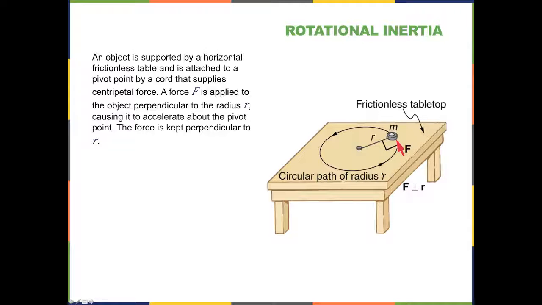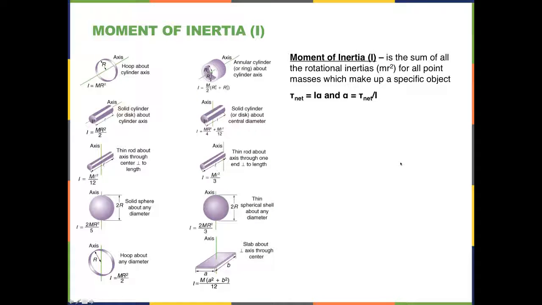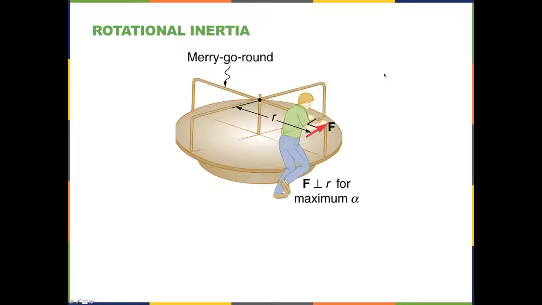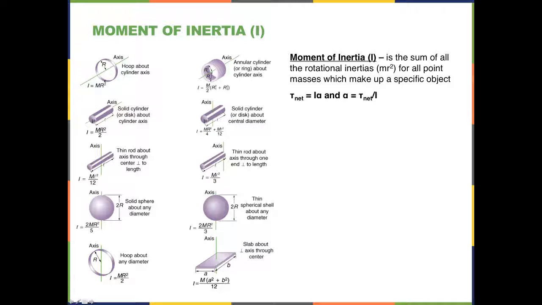Now, the reason I said that about a point is that the formula we're talking about, in most cases mr squared, applies only if we're talking about a single point. It also applies with a hoop where there's a very even distribution around the radius. These other shapes represent formulas for the moment of inertia for various other shapes.